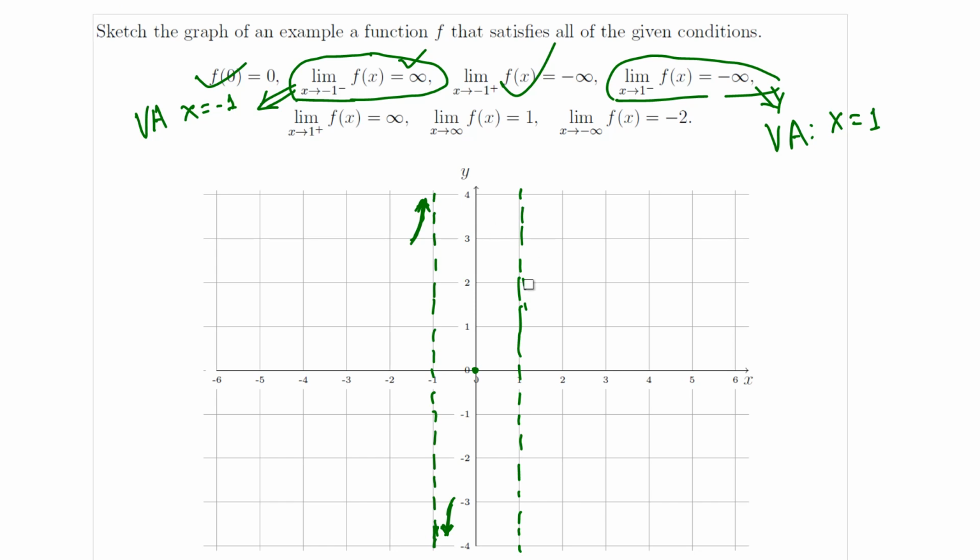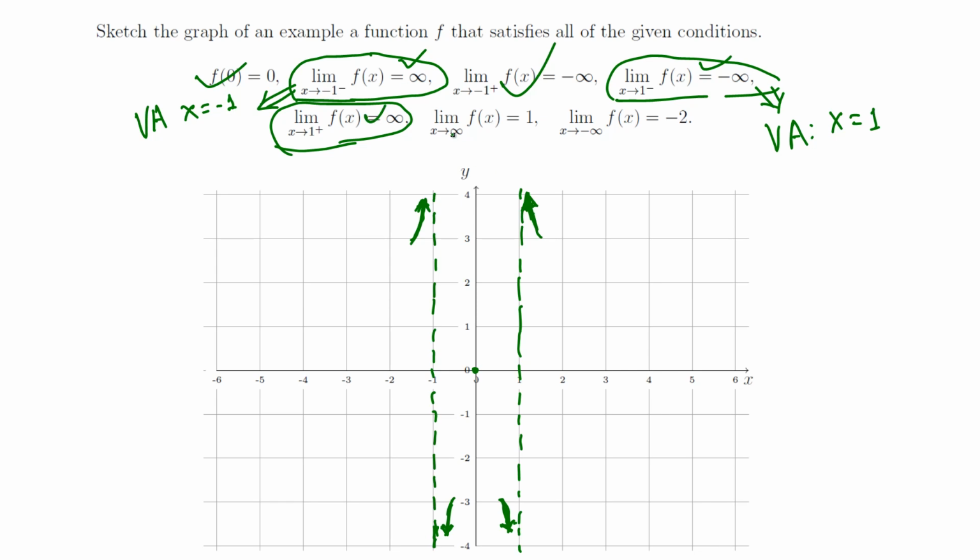Let me erase some of these. When x goes to 1 from the left side, the function goes to negative infinity, so from the left side it decreases without bound. Okay, this is done. And when x goes to 1 from the right side, the function goes to positive infinity. So here, going up to infinity.